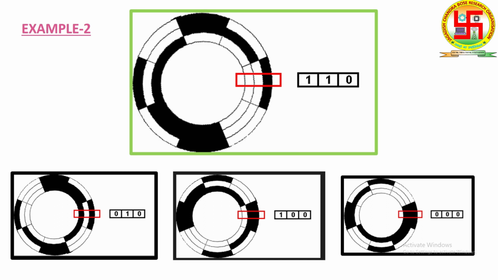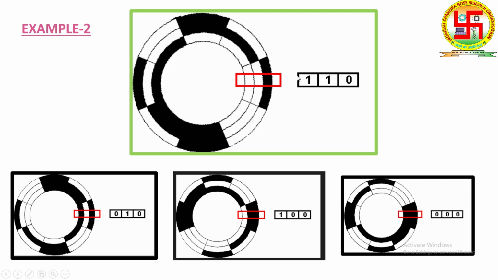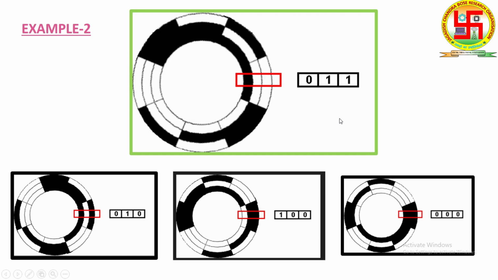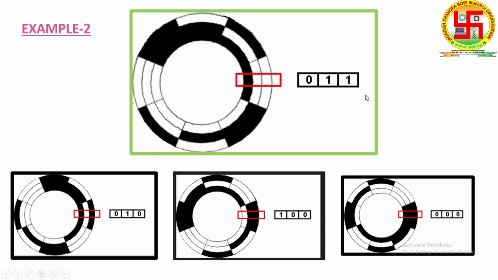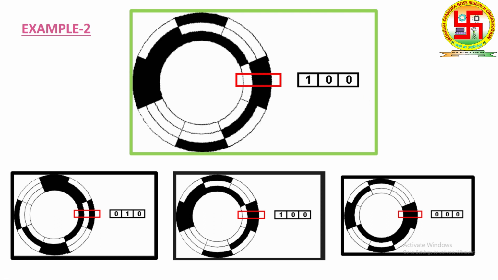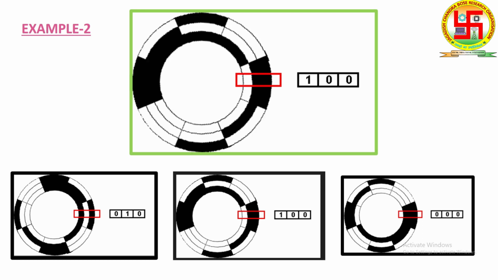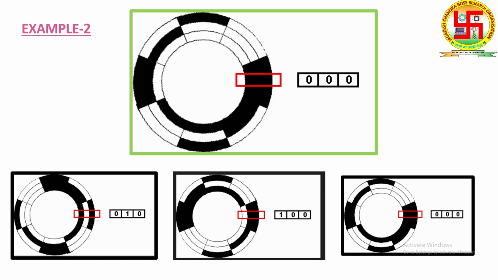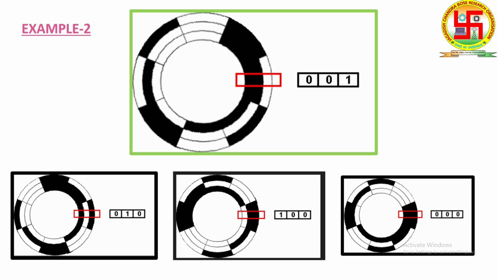So what is happening here is, if there are 3 bits, that means this entire 360 degree of revolution is encoded in the form of 3 bits. So 3 bits can be represented as 8 different states, like 0 to 7. So this entire 360 degree rotation can be divided into 8 parts.